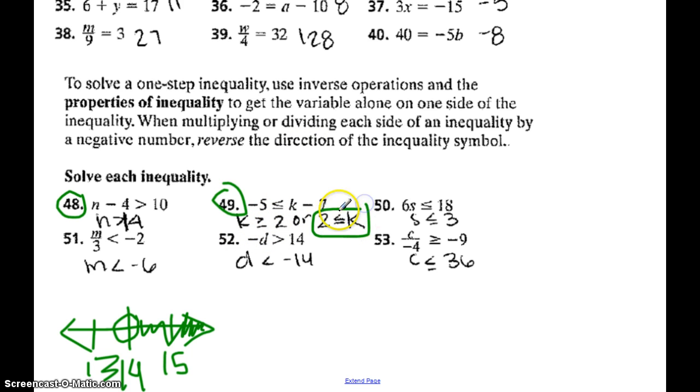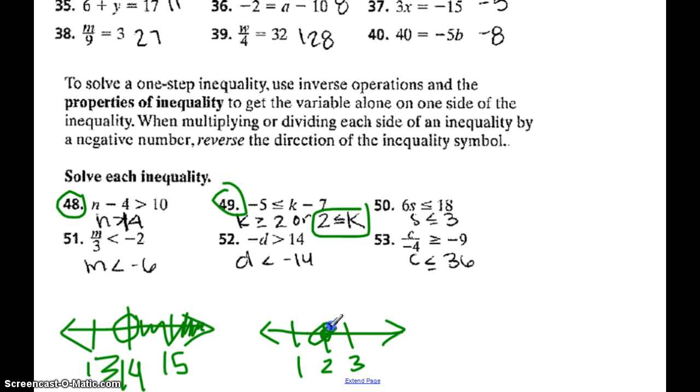2 is less than or equal to k. The book flips it over so it's easier to graph, but do you see how the big side is still by the k? That's your important part. So here's my line, and 2's got to be in the middle, so it should go 1, 2, 3. Put a circle around it.